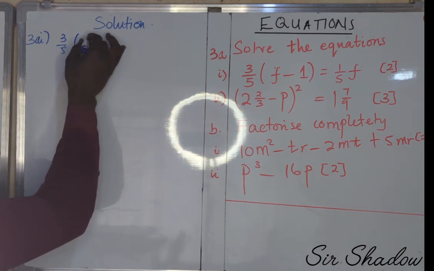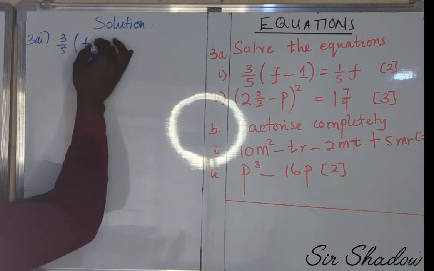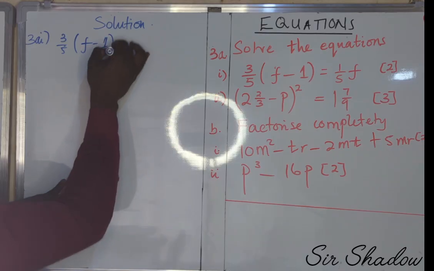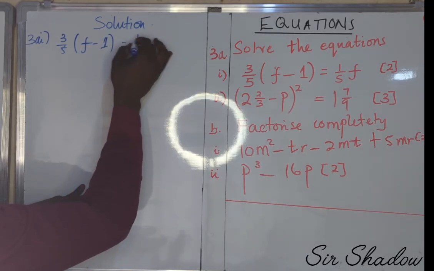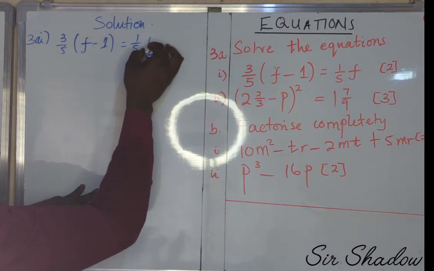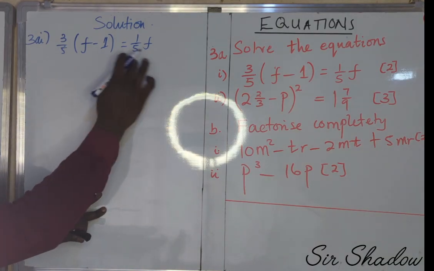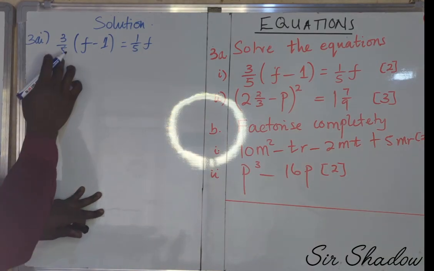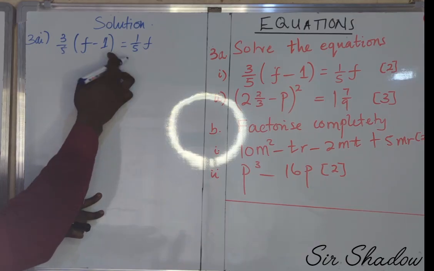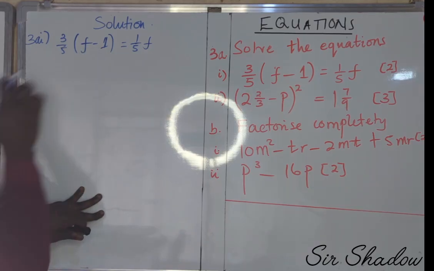open brackets, f minus 1, equals 1 over 5 f. We want to solve this. For us to solve such an equation, first of all, we have to remove these brackets. To make the equation simple, we have to remove these brackets.